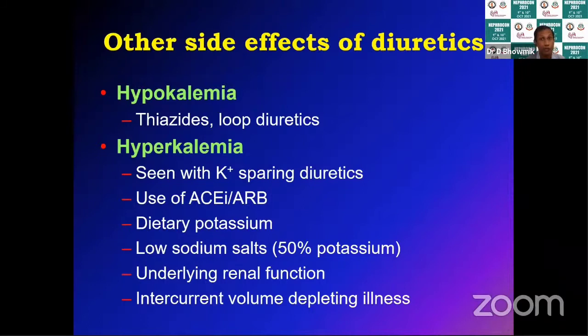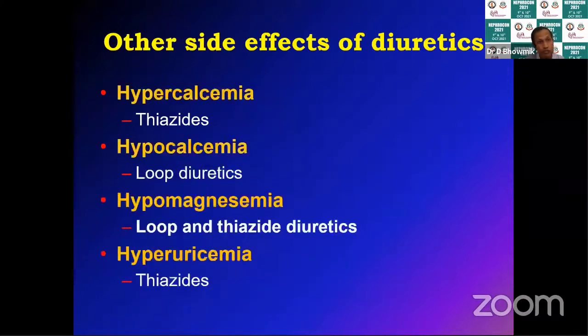But then, at least in our group of patients, diabetics, CKDs, this message should not go out that they can use low sodium salts freely. The underlying renal function, how they have CKD, and many of them do have CKD, and whether they have an intercurrent volume depleting illness. All these factors will actually increase the chances of hyperkalemia in a patient who is receiving potassium-sparing diuretics, and one has to be very careful.